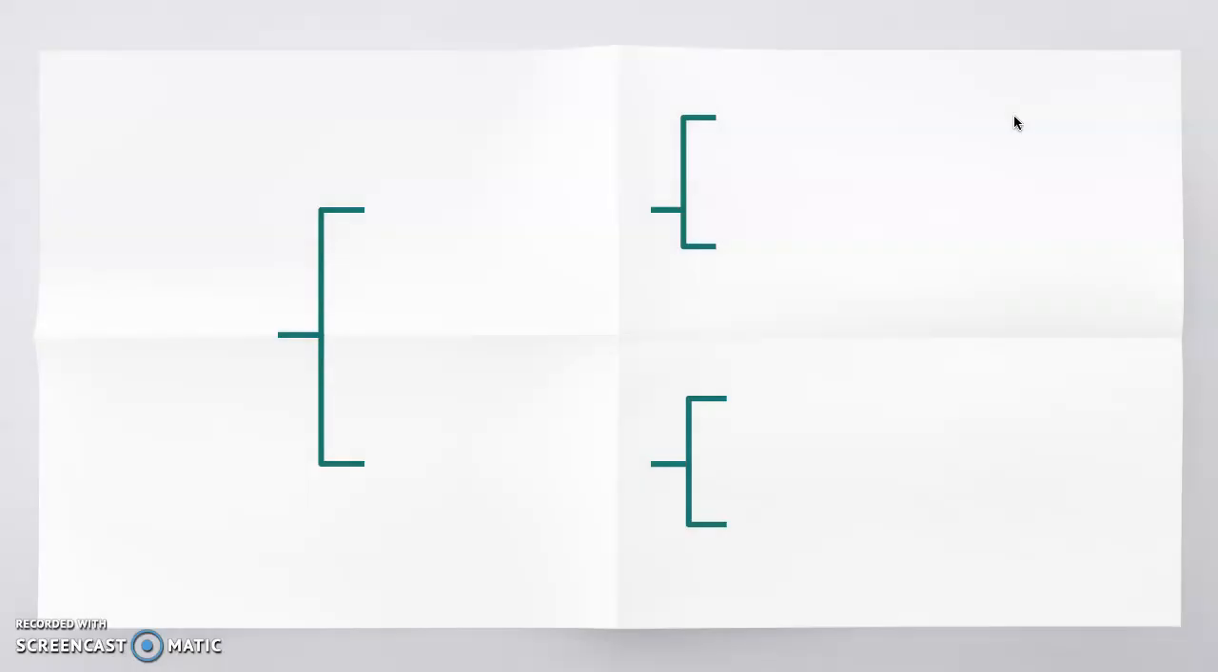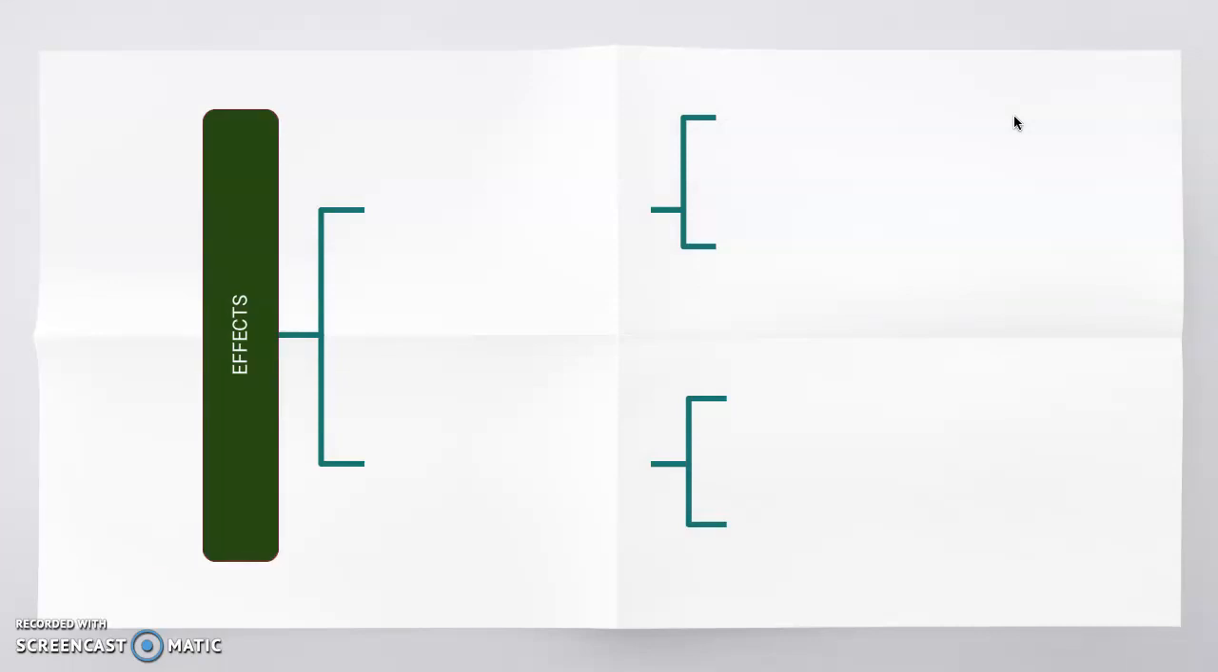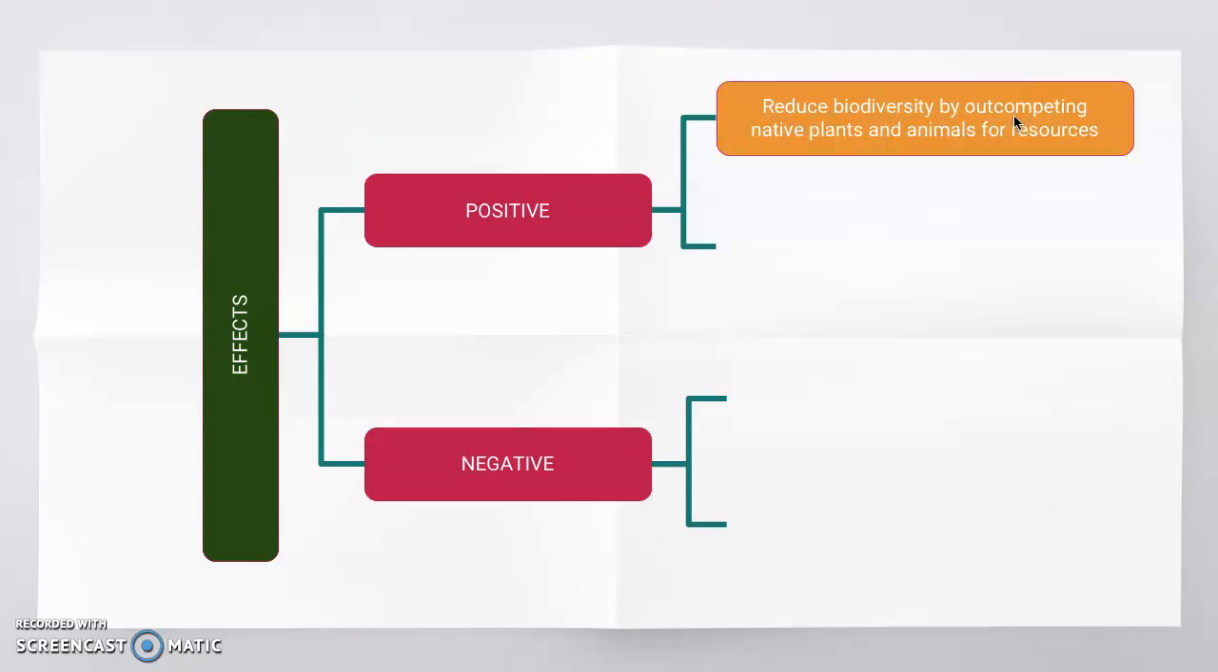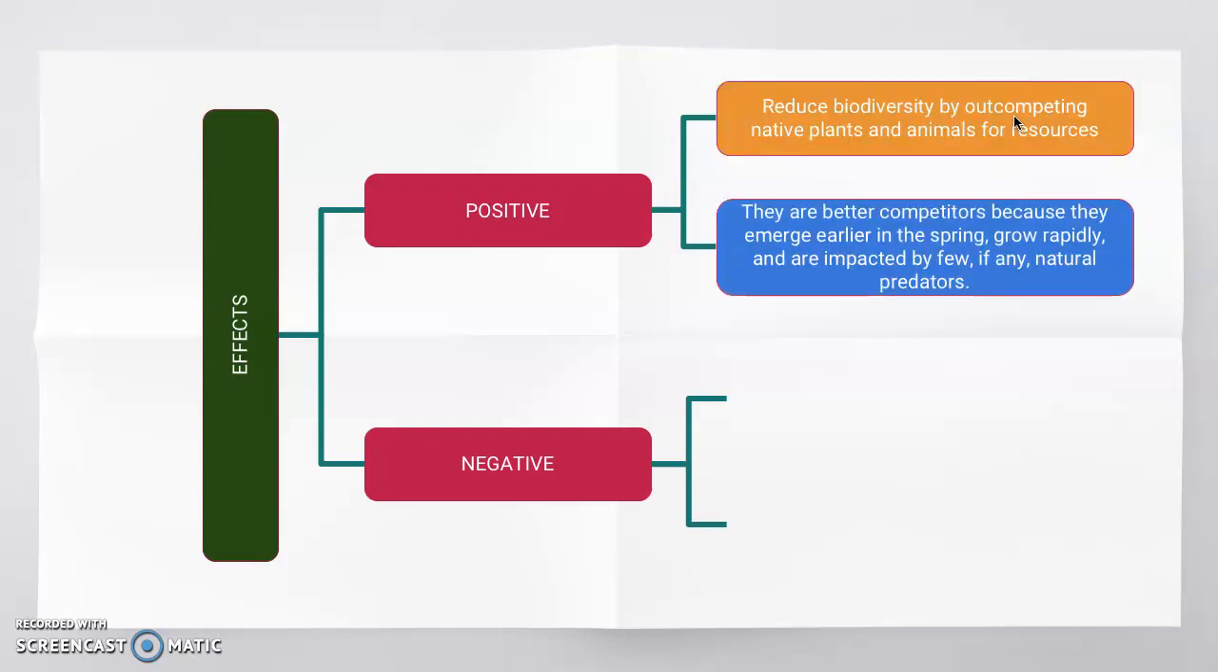As everything in life, we have some effects, guys, and invasive species are not the exception. So we have positive, but at the same time, we have negative aspects. Regarding the positive effects, it says that it reduces biodiversity by outcompeting native plants and animals for resources. And they are better competitors because they emerge earlier in the spring, they grow rapidly, and are impacted by few, if any, natural predators. You see, but just a few of them.